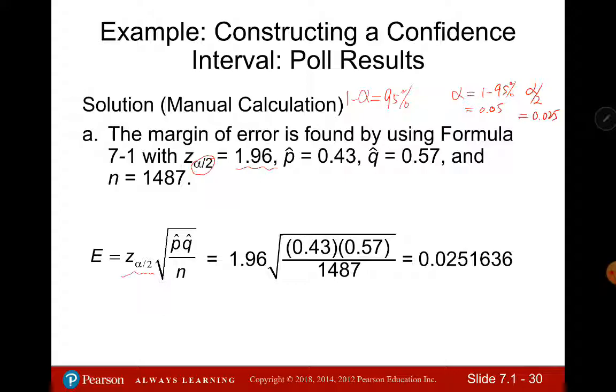So after we have the critical value, then we can directly use the formula to help us get the margin of error. We know this is p-hat. 0.43 is the p-hat from the question. Of course, we know there's a relationship between p-hat and q-hat. We use 1 minus p-hat to get q-hat. So plug in the numbers, we will get this margin of error.